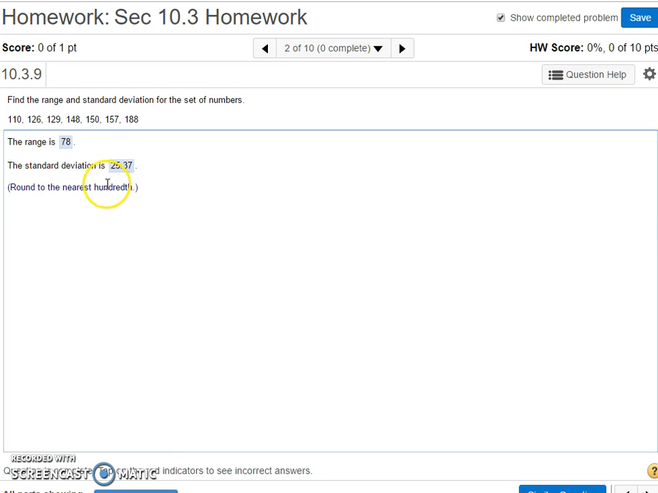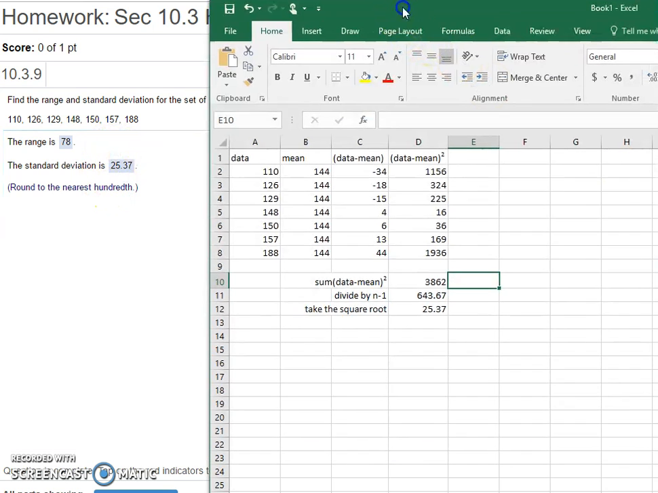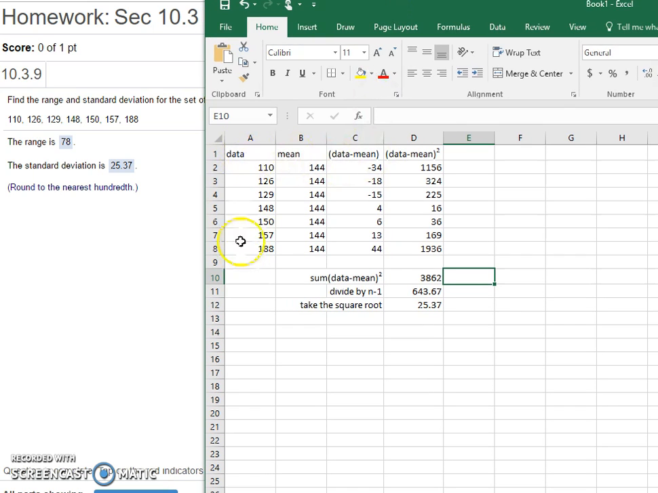To calculate the standard deviation, I want to show you how I jump into Excel to do this one. You can write these out as well, but just make sure if you write them out, you're using lined paper and you're keeping everybody straight. So my data here, I have 110, 126, 129, 148, 150, 157, and 188. I write all my data down the first column.